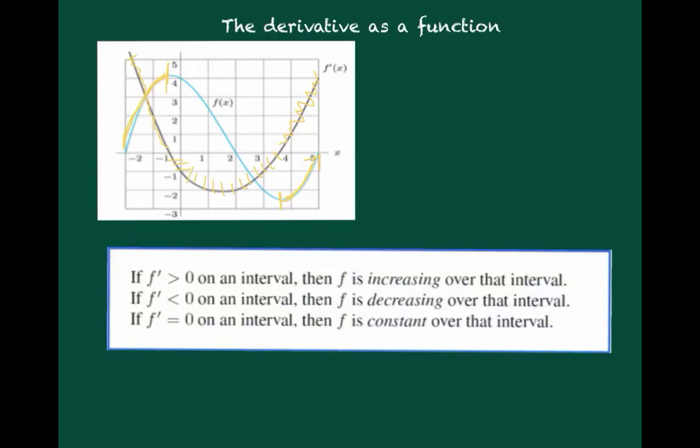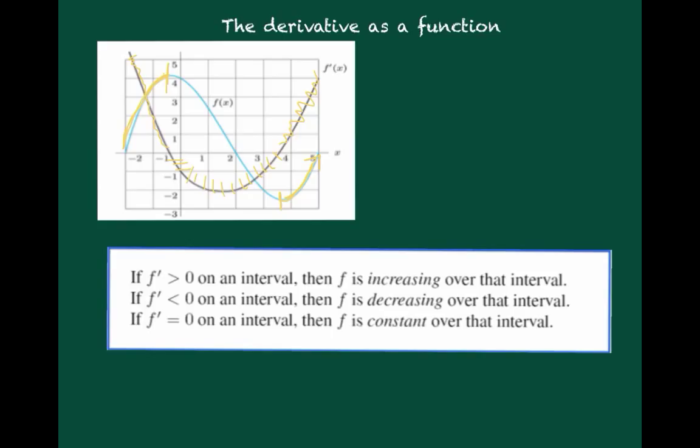If the derivative is greater than 0 on an interval, then the original function is increasing over that interval. That's what we saw from x equals -2 until x equals -0.5. The function, the blue function, was increasing. Notice that entire time the derivative was above the x-axis. The derivative was positive. Okay?